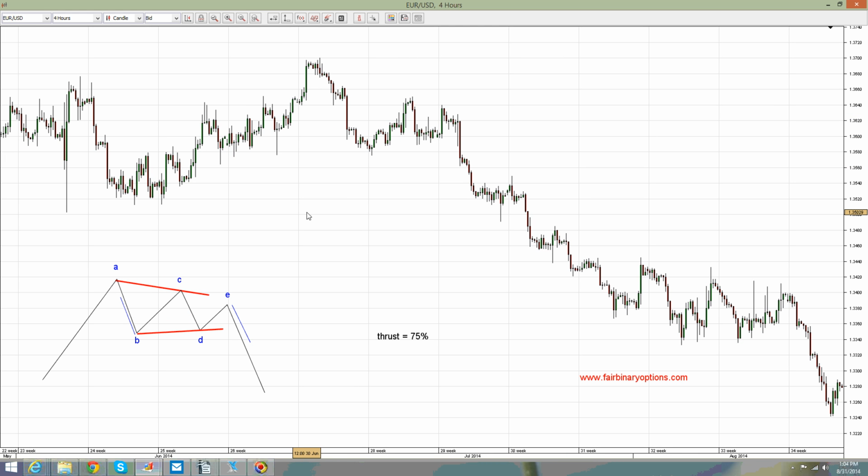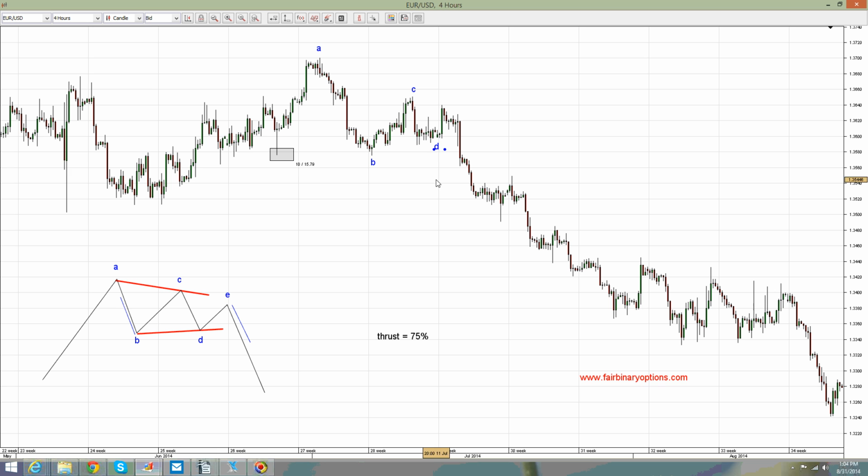Now the whole move and the whole pattern starts from this moment, from here, and this would be the beginning of a triangle. Now a wave A to the upside normally should be this one. The B wave should be this one. The C wave should be this one. The D wave, of course, the move to the downside.